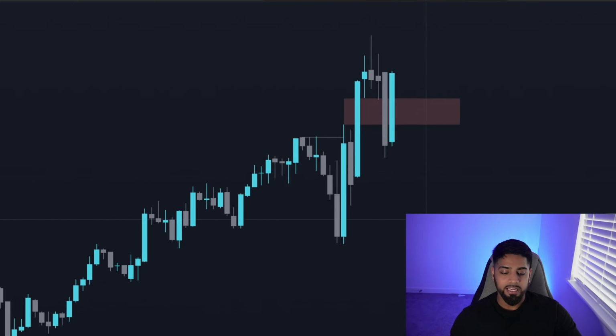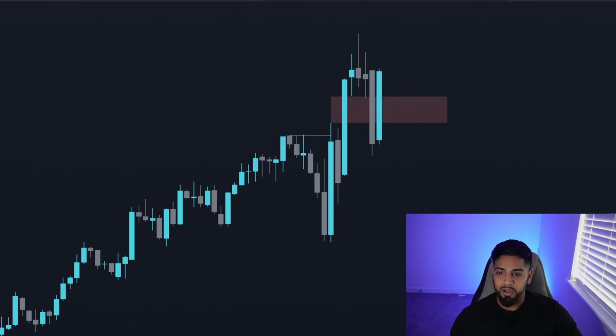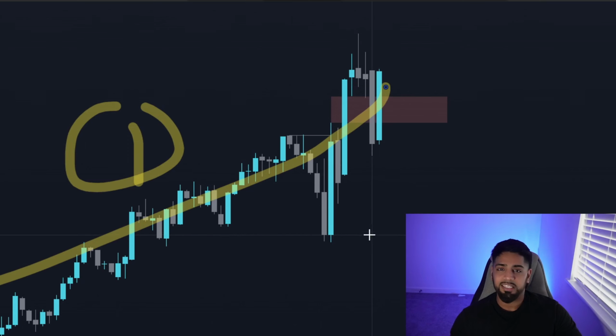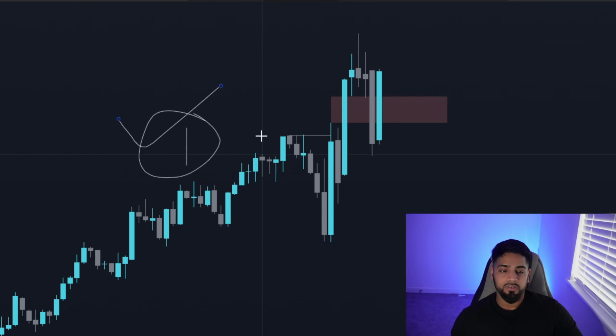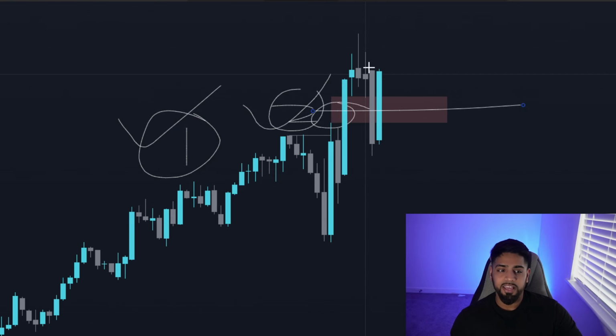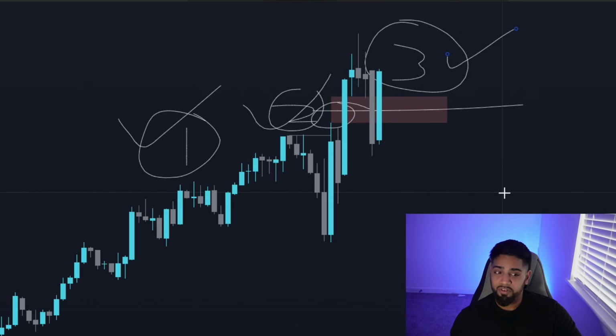So let's go back and check what we've done. Step one, we've identified that we are bullish. So this is bullish. Price is pushing to the upside. So that is ticked off. Step two, we've got a break of structure to the upside. So that is step two ticked off. Step three, we've marked out our fair value gap. Price has tapped into that fair value gap and it's told us with this massive impulse to the upside that it wants to go higher. So that is step three ticked off.